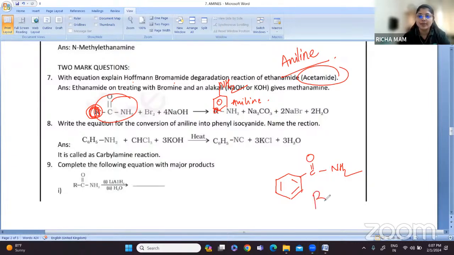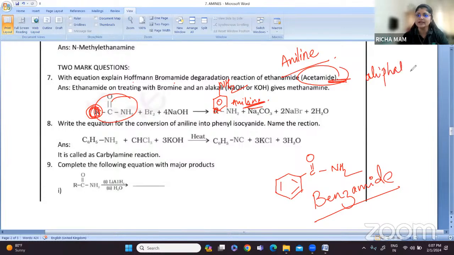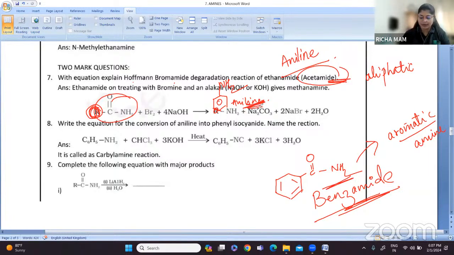It is benzamide. Taking benzamide, I can prepare aniline, by the Hofmann bromamide degradation reaction. The acetamide preparation was for aliphatic amines, and benzamide is an example for aromatic amines. So we are preparing our aromatic amine, that is aniline, from benzamide as our starting reactant.